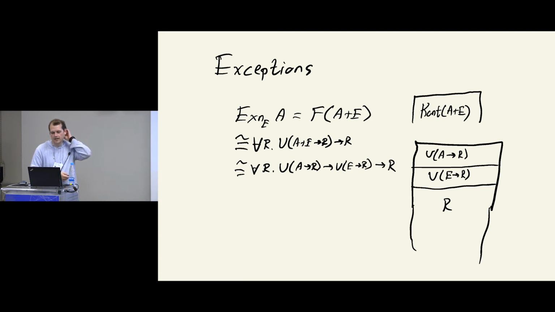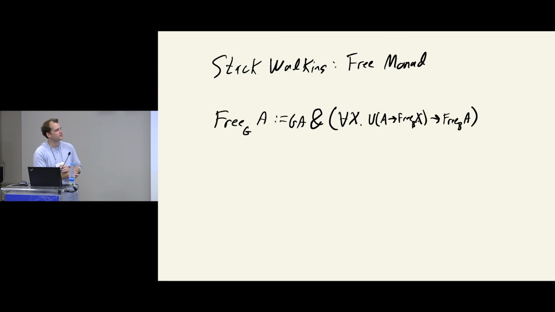But by Church encoding in call by push value, we can show that this is equivalent to the following computation type in call by push value, which just says for any R, and any function from A to R and E to R, I'll behave as an R. Which in terms of stacks just says I have the success continuation pushed onto the error continuation pushed onto the rest of the stack R. And so what about the stack walking part?